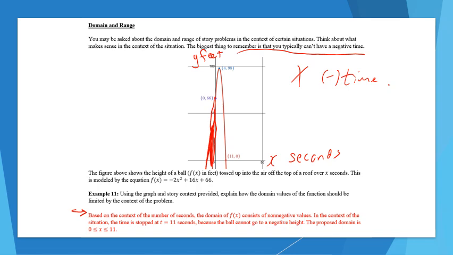We also know that you cannot have a negative y value. So because the ball cannot go to a negative height, the most amount of time that we can actually capture is when it hits the ground, which is at 11 seconds. So we can only go from 0 to 11 because of that range restriction. And so that is going to be our proposed domain: 0 is less than or equal to x, which is less than or equal to 11 seconds. Talking about both of those should get you full points on an AP exam for example 11.